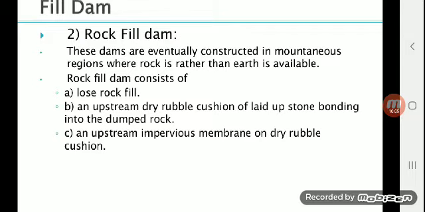So it consists of three parts. Loose rock fill will be there, which is like the sand of rock, and an upstream dry rubble cushion of laid-up stone bonding into the dumped rock. So after this loose rock fill, which is like sand, we will use the big rocks. They will form a meshing around it, and then again on top of this rubble cushion, we will use impervious membranes or sand and dry rock powder there.